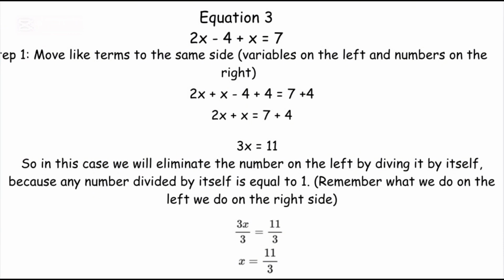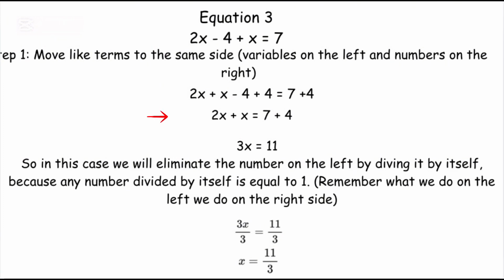Now moving to equation 3. So 2x minus 4 plus x equals 7. On this one, you will realize that we have 2 variables and 2 numbers. So now we need to do our step 1, which is to move like terms to the same side. In this case, we have 2x plus x minus 4 plus 4 equals 7 plus 4. The reason we are adding 4 is because we want to eliminate the number that is on the left hand side. But remember, what you do on the left, you also do on the right. That is why we also added it on the right hand side.